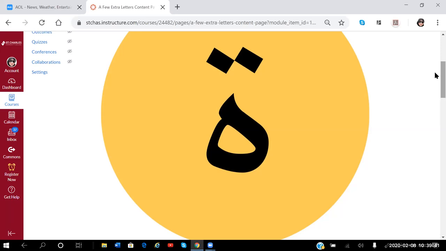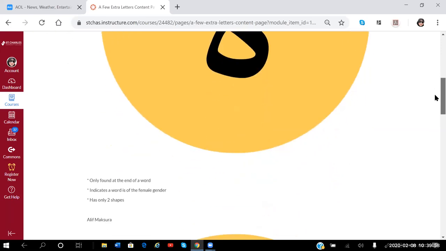But remember that it's called Ta Marbuta. So it's actually the letter Ta. Anytime you add any voweling above or over it, or add something to the end of the word, you're going to hear that Ta sound, and then it will actually turn into a Ta. Okay, so that's the first one.